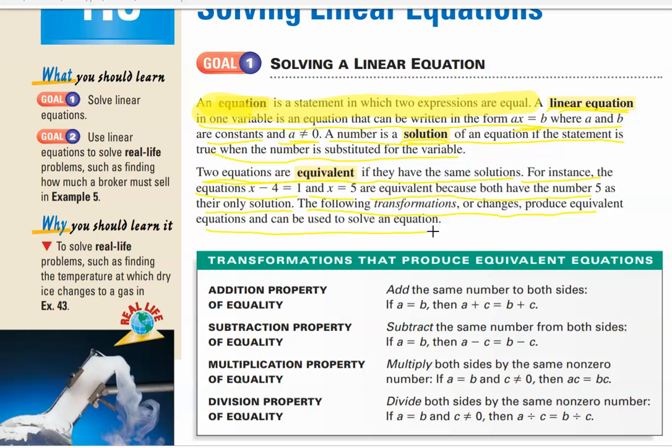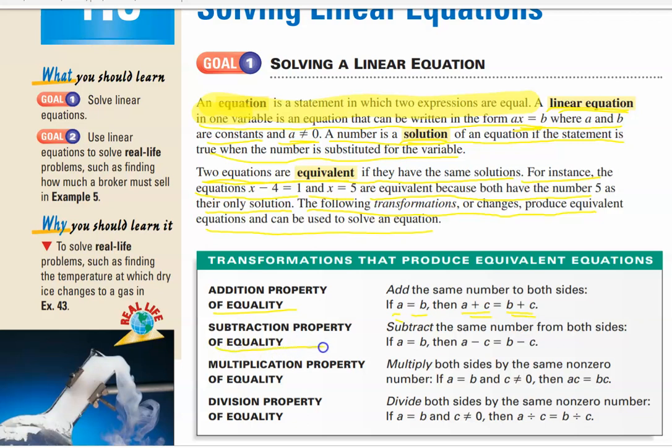All right, so one is the addition property of equality. Basically, you can add the same number to both sides of an equation. Like if a equals b, then a plus c equals b plus c. So I can add the same number to both sides, and the equation is still true.